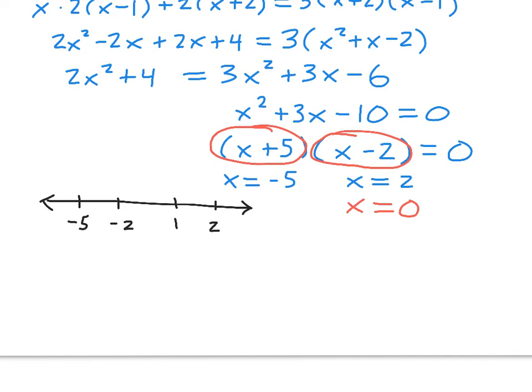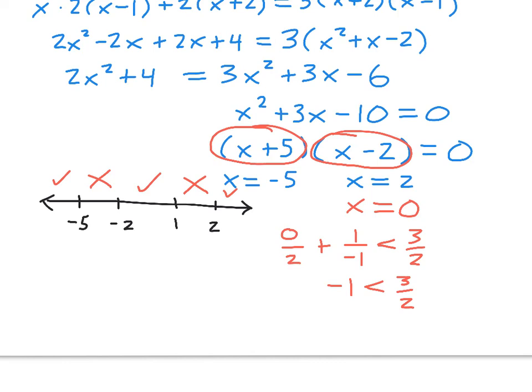So if I plug in 0, I get 0 over 2 plus 1 over -1 is less than 3 over 2. Okay, so that becomes -1 is less than 3 over 2, which is true. So we know that the area that has 0 works. And by the alternating method, that means this area does not work, and this area does. This area here does not work. This area does. So we have 3 areas that work, and we need to write all those out.